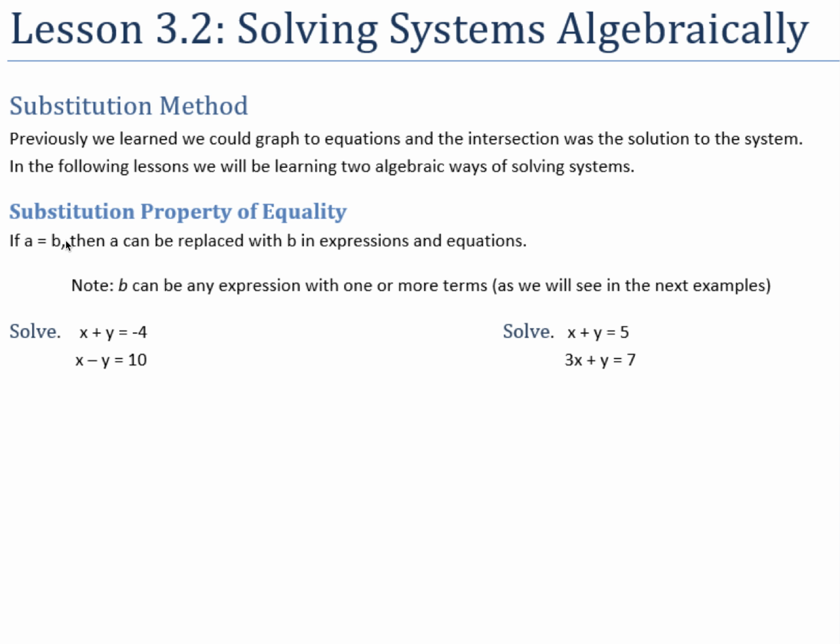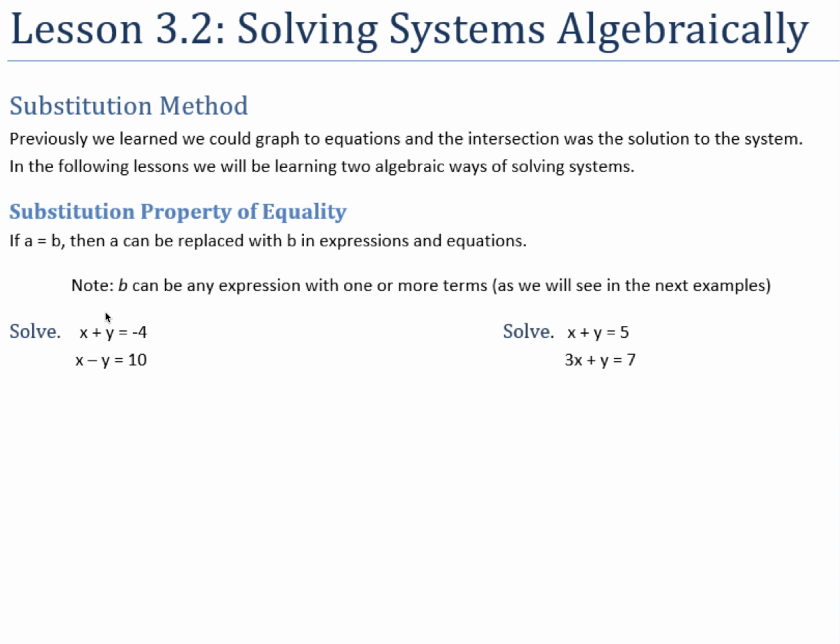equality says if A is equal to B. So if two things are equal, A can be replaced with B in expressions and equations. So B doesn't just have to be a number. It could be 3, it could be 7, it could be 2x plus 9. It could be any expression with one or more terms. And so if we know two things are equal, if there's an equal sign in between two expressions, you can replace the first expression with the second expression. And so here we go with that.